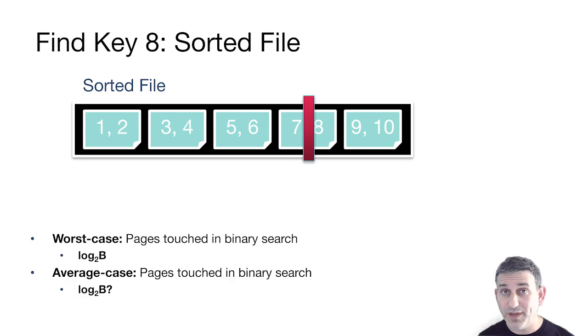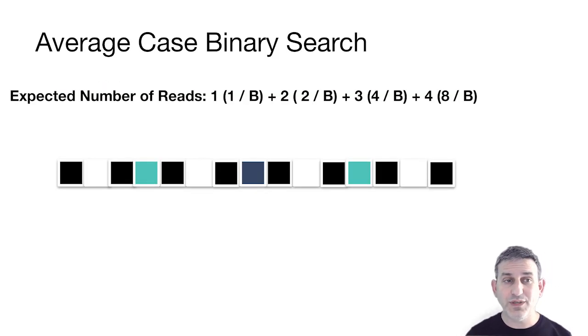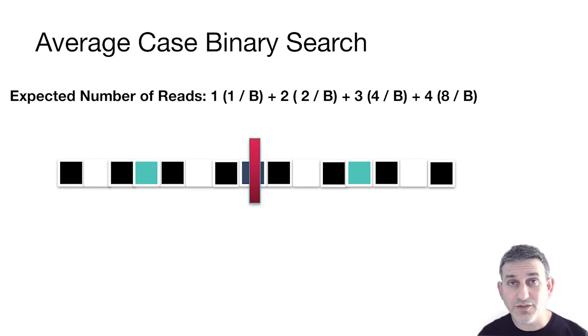Great. But what about the average case? We'd like to compute that as we did for the heap files. Is that also log base 2 of b? All right, well, let's sort of reason about this. What is the expected number of reads for different pages in a file? And this is a somewhat bigger file than we were looking at before with some color coding to help us. The middlemost page in this file, okay, we fetch it with 1 IO. What's the probability that our answer is on that page? Well, it's 1 over b, right?